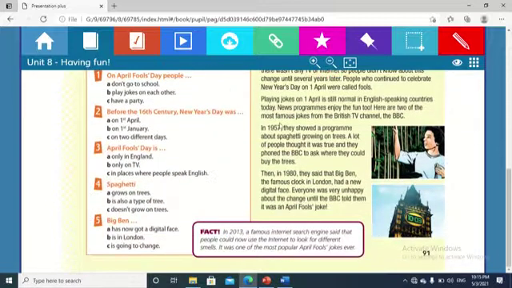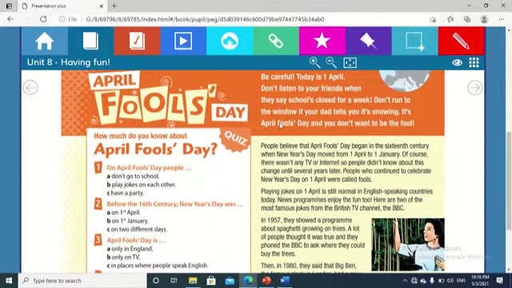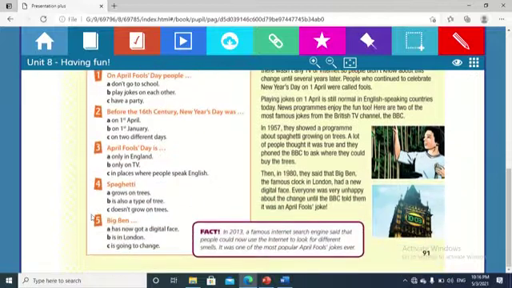Of course, here we have 5 questions. So, of course, we don't have typical answers here. Everyone here can have his own answers. How much do you know about April Fool's Day? On April Fool's Day, what do people do? Before the 16th century, New Year's Day was... Number 3: April Fool's Day is, we have 3 choices: spaghetti and Big Ben.